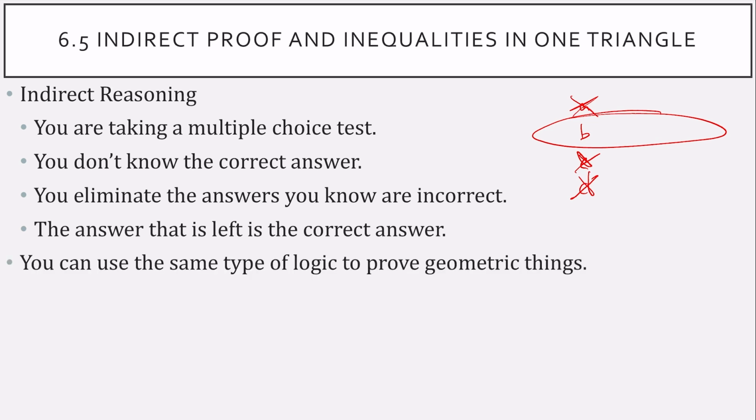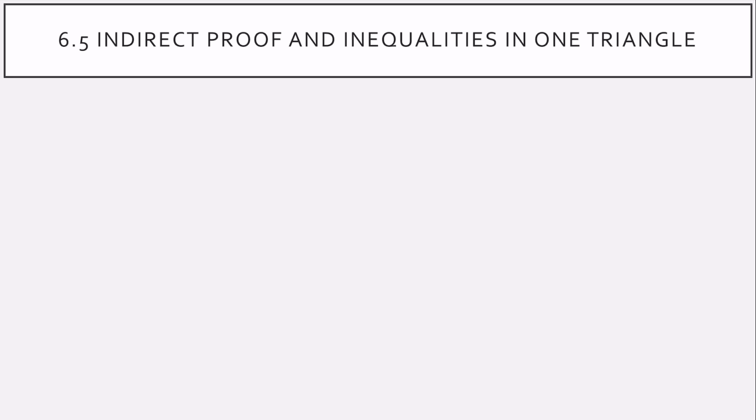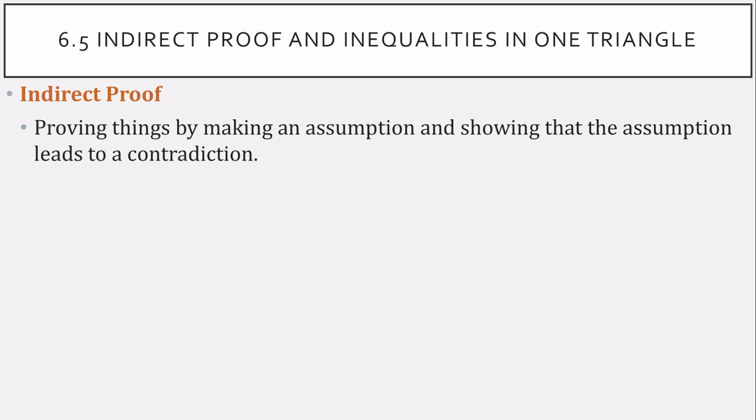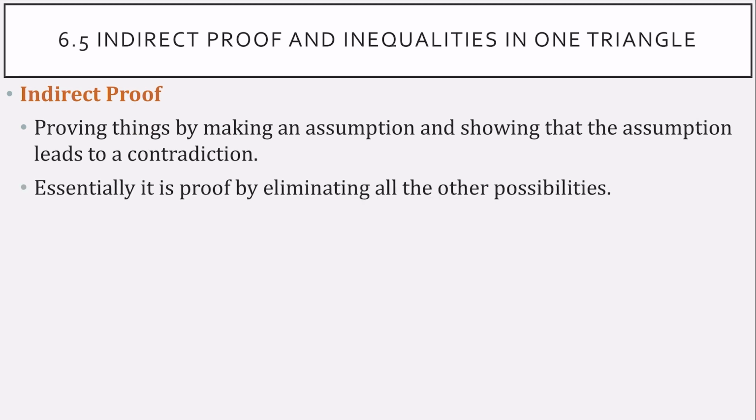That same kind of logic can be used to prove geometric things and theorems and so on. Eliminate all the other possibilities, so whatever is left must be the answer. So indirect proof is proving things by making an assumption and showing that the assumption leads to a contradiction. Essentially, indirect proof is proving things by eliminating all the other possibilities. So whatever is left must be the correct answer.